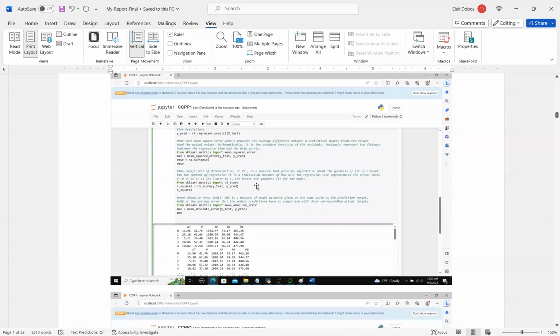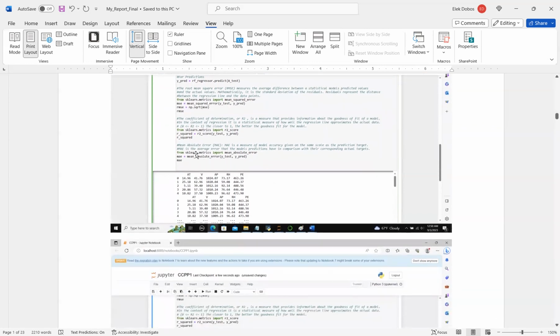My second one is a typical R squared, which is probably pretty familiar to everyone in basic statistics. The coefficient of determination, or the R squared, is a measure that provides information about the goodness of fit of a model. In the context of regression, it is a statistical measure of how well the regression line approximates the actual data. The R squared value will be between 0 and 1. The closer we are to 1, the better the goodness of fit for the model.